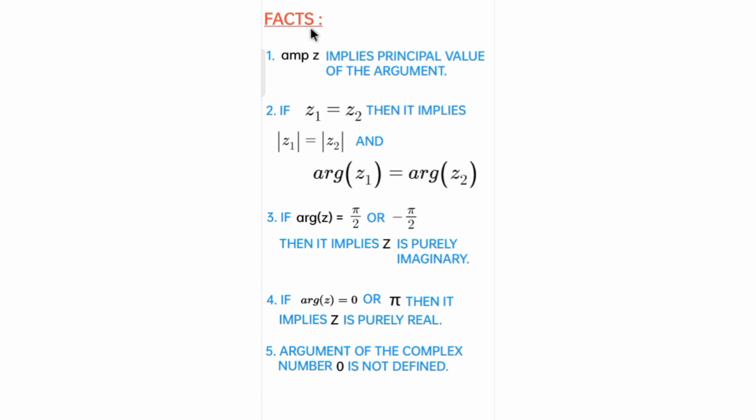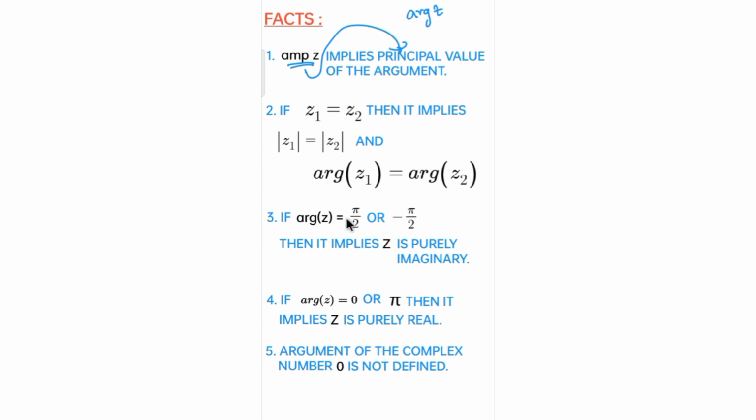So coming to some facts. Amplitude of z means the same thing, that is argument value. So basically amplitude means the principal value. So argument of z denotes the general argument, but amplitude of z means the principal value. So we need not confuse between argument of z and amplitude of z. Amplitude of z means that we are calculating the principal value of the argument. And in the second point, if z1 complex number is equal to z2 complex number, then that means that the modulus of both of them will be equal and the argument will also be equal.